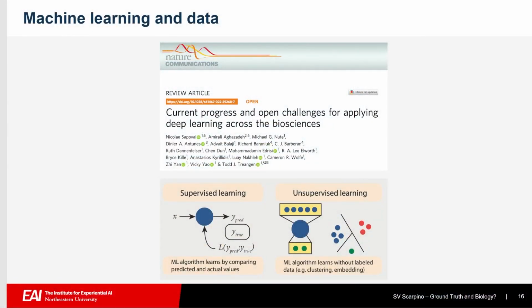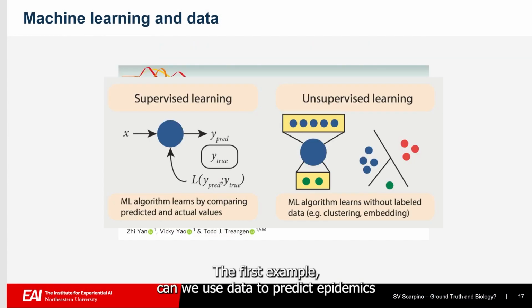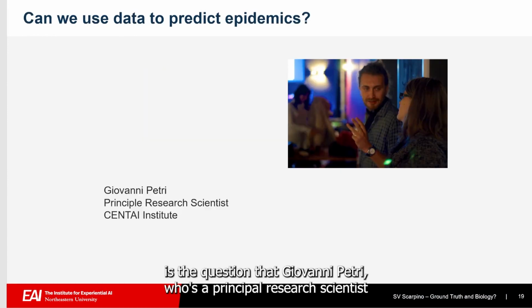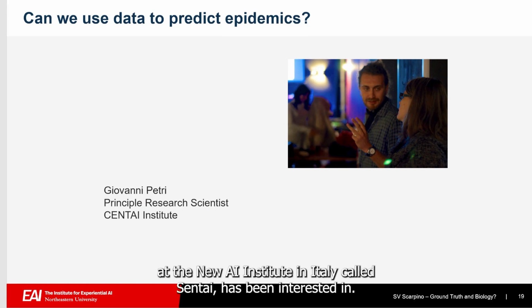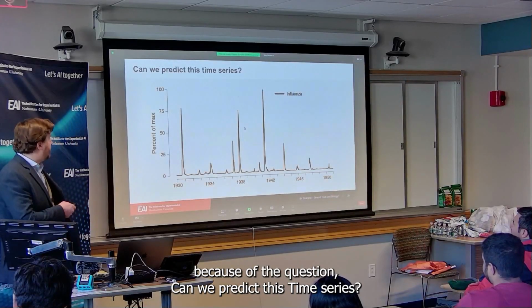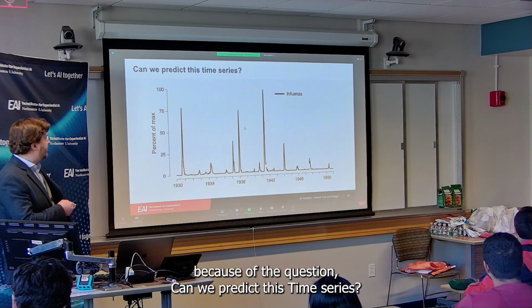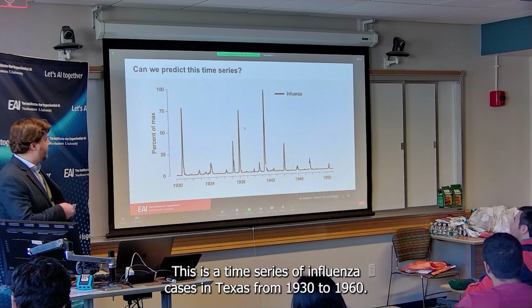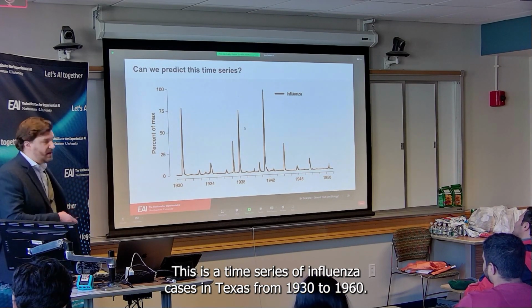Okay, so challenge with supervised learning. The first example, can we use data to predict epidemics? This is a question that Giovanni Petri, who's a principal research scientist at the new AI institute in Italy called Sentai, has been interested in. We've been interested in this for years. And we're interested in part because of the question, can we predict this time series? This is a time series of influenza cases in Texas from 1930 to 1960.